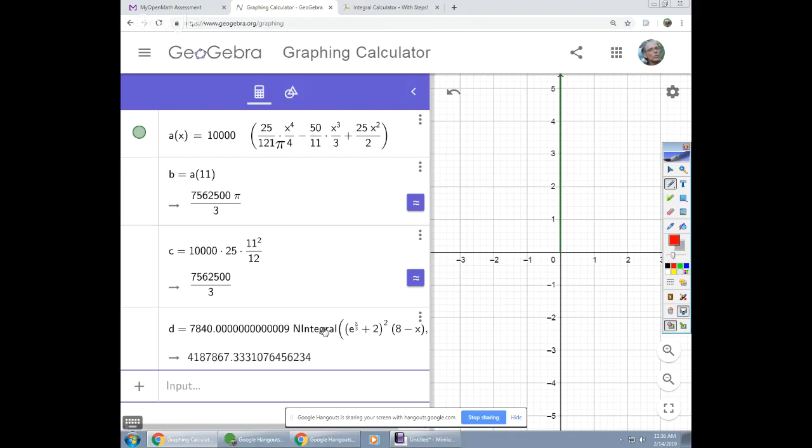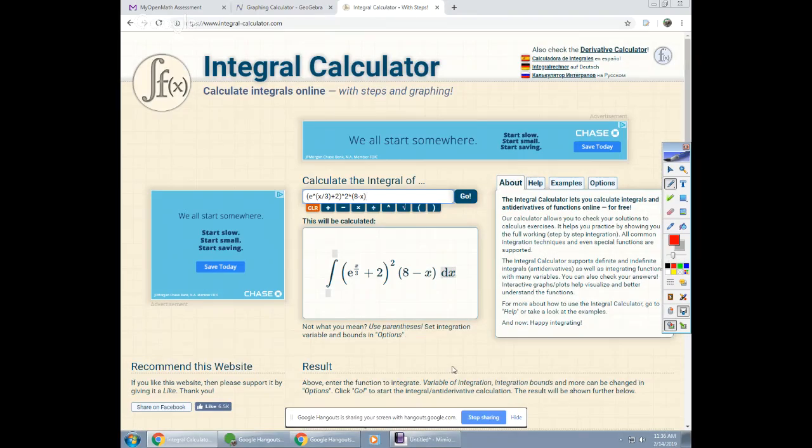So you can't really get an exact answer with integration out of GeoGebra. Okay, you cannot. The integral calculator will try. So I think I got that right.